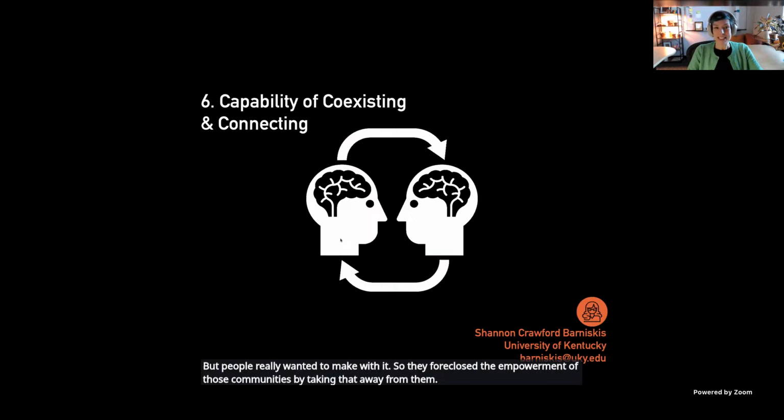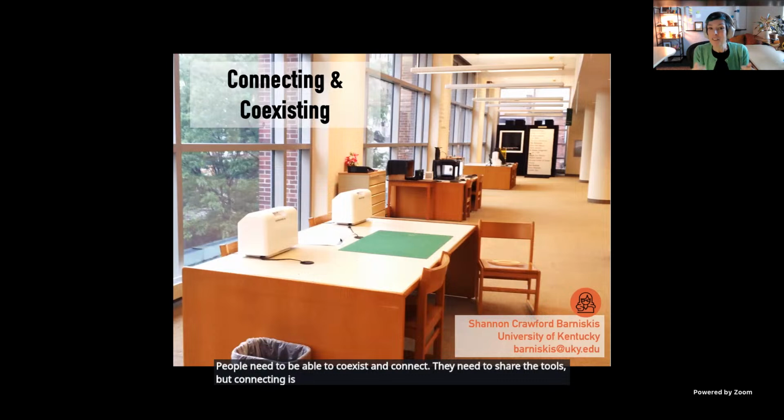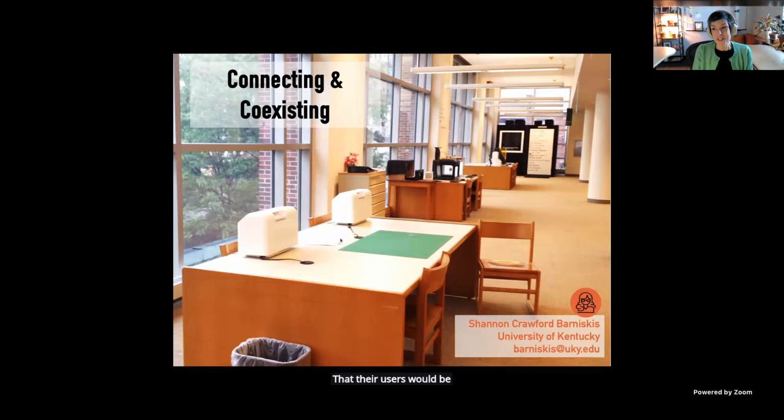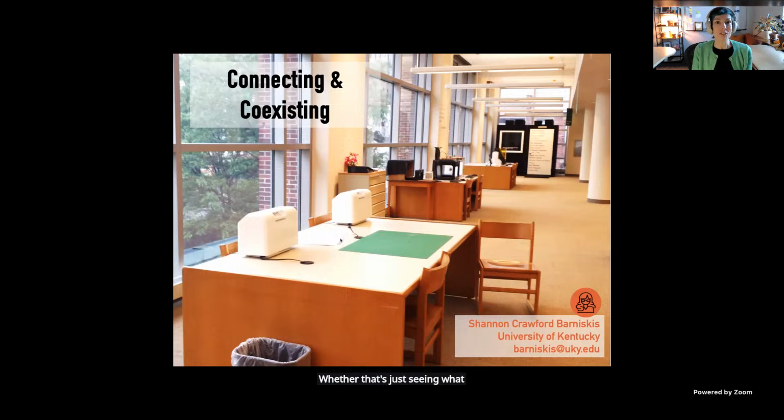People need to be able to coexist and connect. They need to share the tools, but connecting is important. And you can't do it if you're facing the wall and you're 15 feet away from anyone else. And in fact, the librarians sometimes will interpose their bodies between two patrons trying to talk to each other because they did not trust that their users would be respectful to one another. So there are lots of ways in which we can ensure that people not only can coexist, but they can connect at the level they want to connect, whether that's just seeing what others are doing or making new friends.